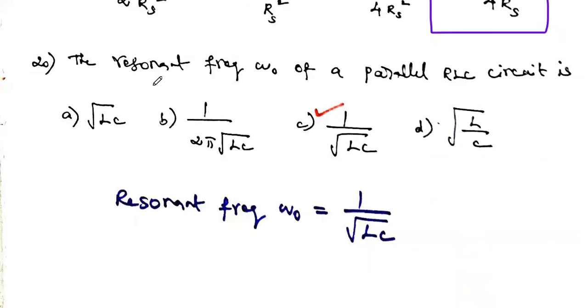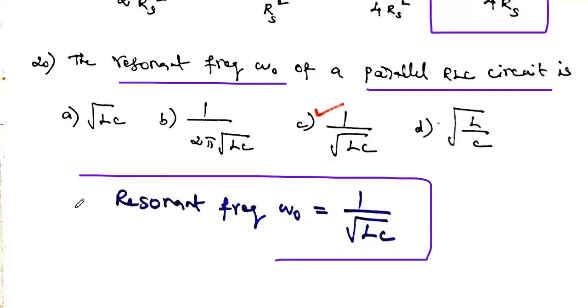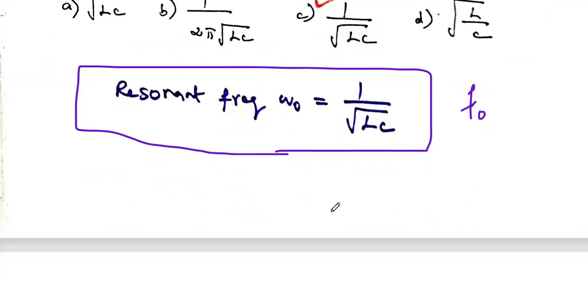The next question: the resonant frequency omega naught of a parallel RLC circuit is dash. For either a parallel RLC circuit or a series RLC circuit, you already know the resonant frequency formula. It is a very familiar formula. The radian frequency omega naught is 1 divided by square root of LC. Instead of omega naught, if they ask for the resonant frequency in hertz, f naught is 1 by 2 pi root LC. So this is the resonant frequency formula.